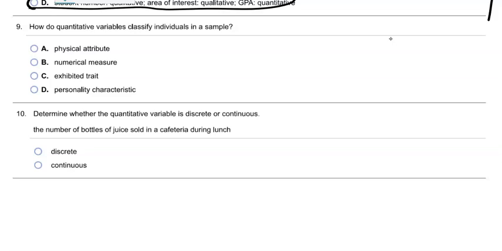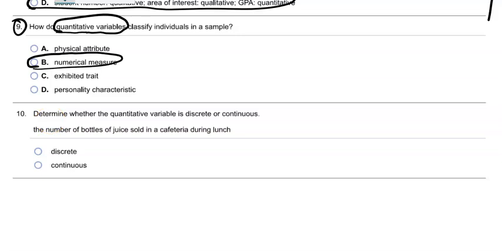Question number 9. How do quantitative variables classify individuals in a sample? Quantitative variables are based on numbers. So this must be a numerical measure of individuals in the sample. Okay, so this is what the answer is going to be.